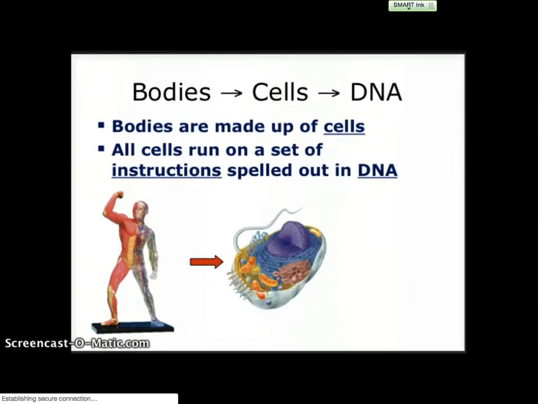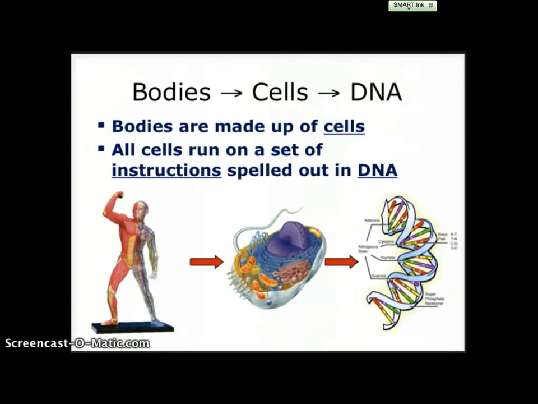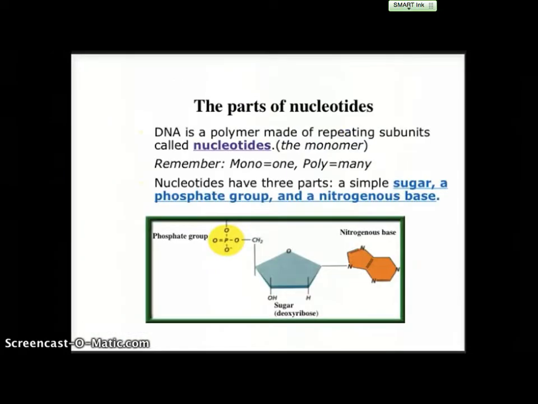So our body, and we can see here a picture of an animal cell, and then a picture of the DNA double helix. So you can see how DNA kind of looks like a twisted ladder. We're going to examine the actual colored spokes on that twisted ladder, so you can see the purple, the green, the yellow, and the red. We're going to take a closer look at those subunits of DNA. So, parts of the nucleotide. DNA is a polymer, which just means that it's made up of smaller repeating subunits, called nucleotides, which are the monomer or single subunits. Remember that mono stands for one and poly stands for many.